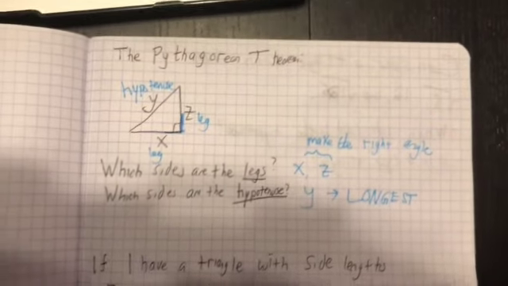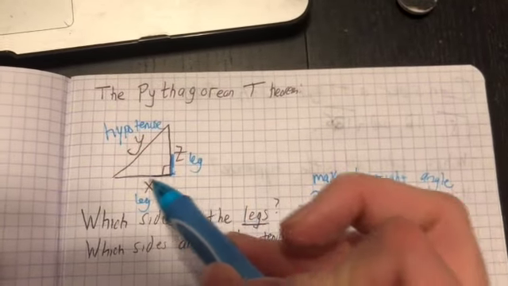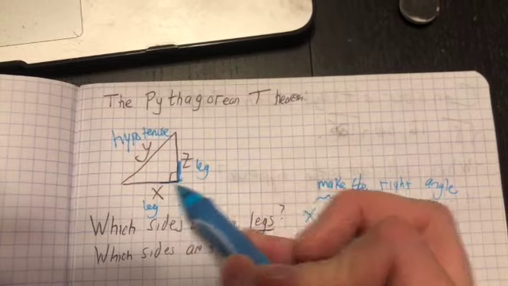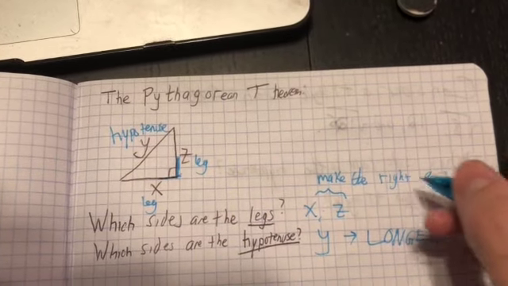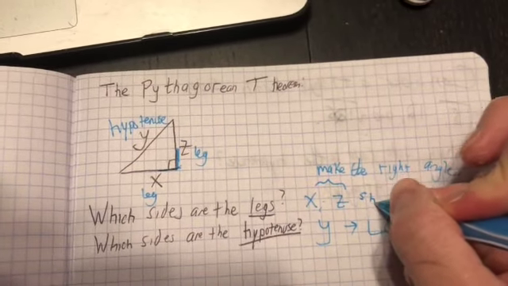So hopefully you recall that the legs were the two shorter sides, and they're the two sides that make up the right angle. So they are the shorter sides.